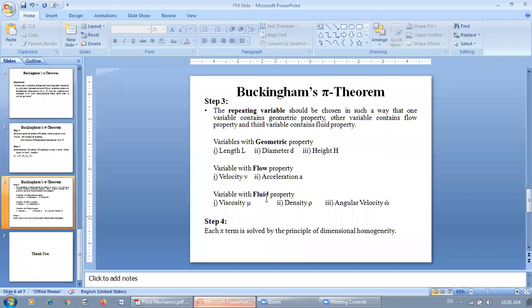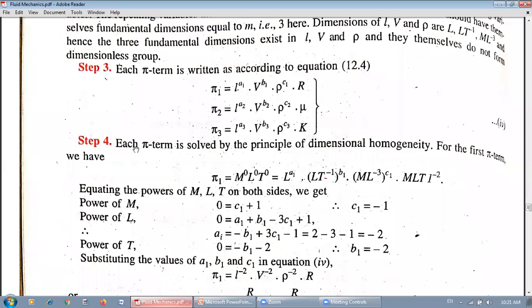Once we complete step number 3, the last step is step number 4. Each pi term is solved by the principle of dimensional homogeneity. What is meant by dimensional homogeneity? The arbitrary powers or the dimensions on the left hand side will be the dimensions on the right hand side. So each pi term is solved by the principle of dimensional homogeneity, and first consider the first pi term.